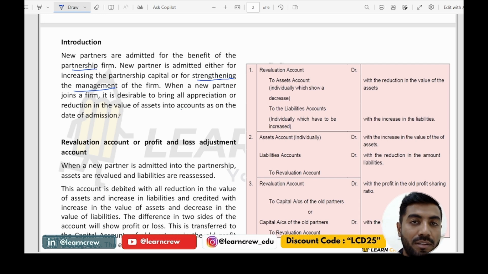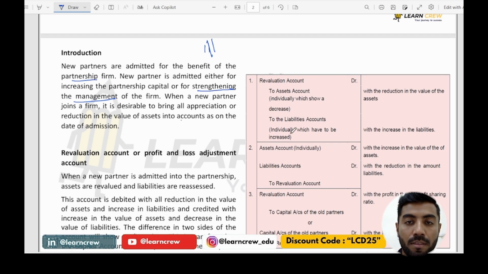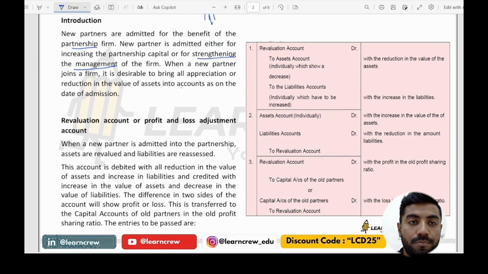So whenever a new partner is joining, say for example, the business was started on 1st, 2020.